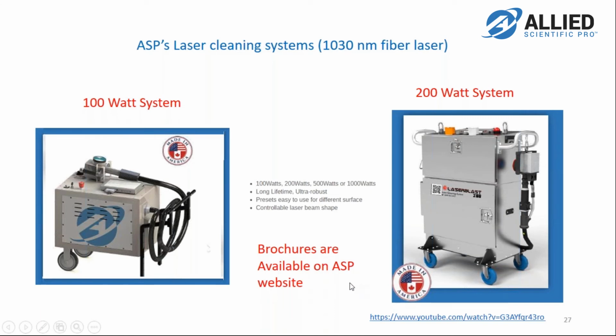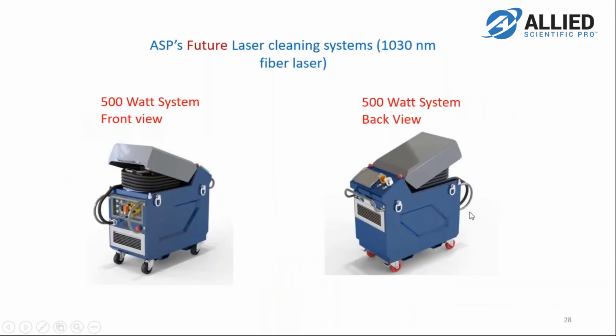You can look at the brochures on our Allied Scientific website. Also, we have designed a 500-watt system. This is two views, the back side and the front side. And you can see that the fiber optics is all being coiled and is all covered. This laser system will be released very shortly. It's being tested right now, so within a month it will be available for purchase. It has a very high power of 500 watts, which is used for faster cleaning.